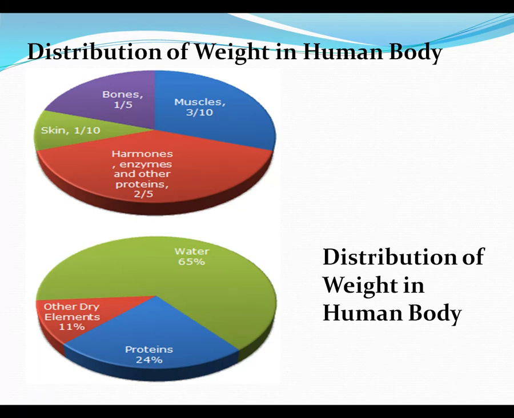So from the first chart you can see that out of the total amount, bones are 1/5 portion, muscle is 3/10 portion, skin is 1/10 portion, and the remaining portion is 2/5 of the total amount. In a similar way, for the distribution of weight in a human body, out of total weight, water is 65%, protein is 24%, and remaining dry elements are 11%.